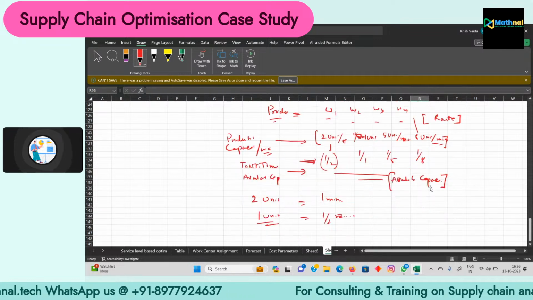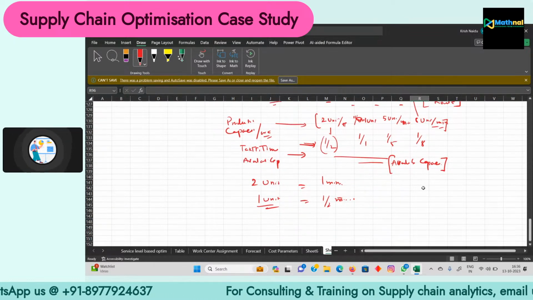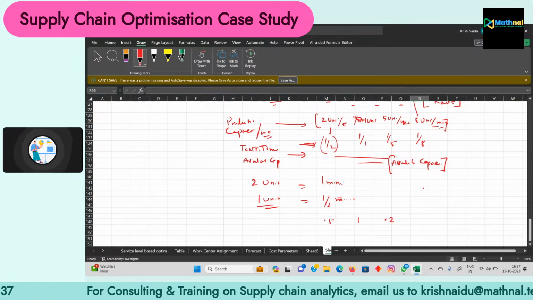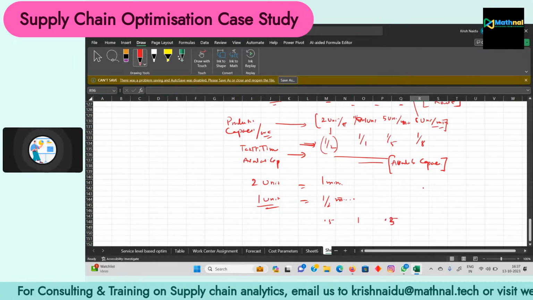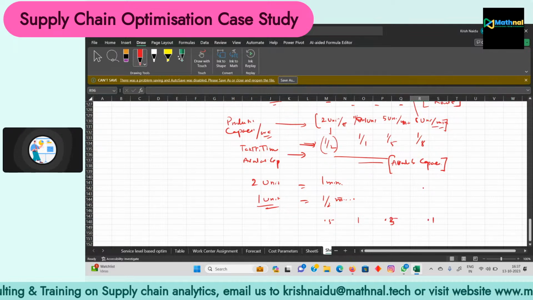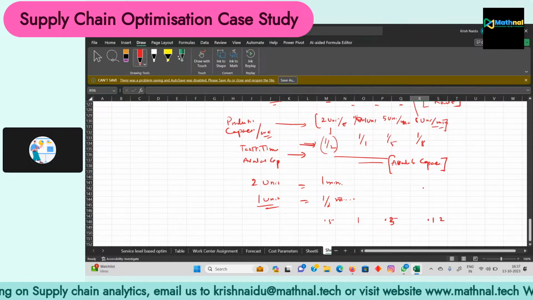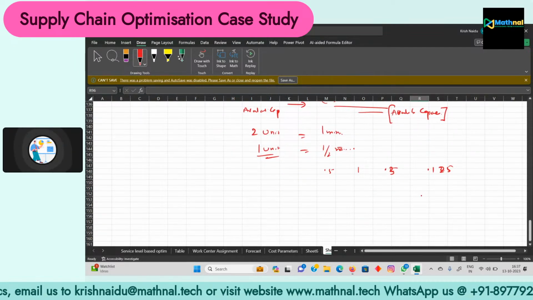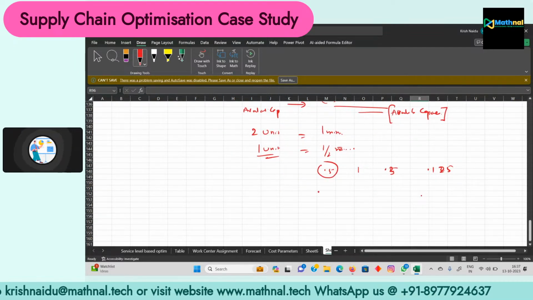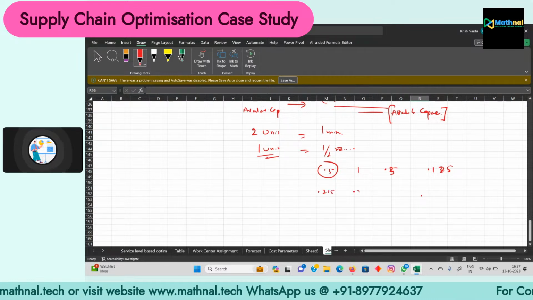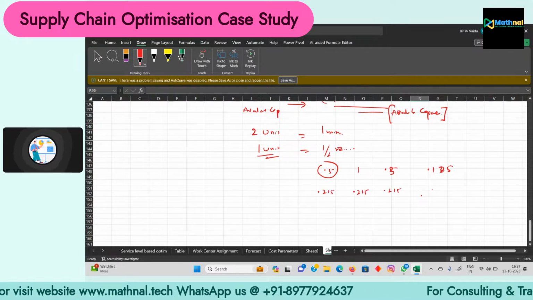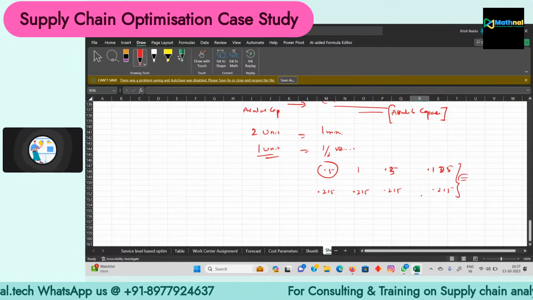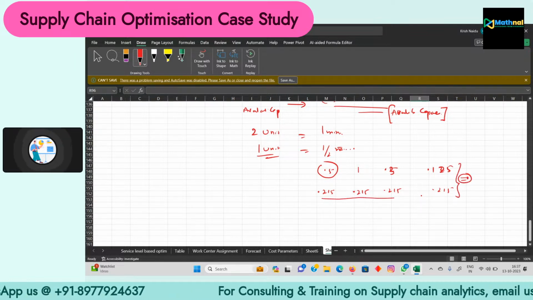If you look at here, 1 by 2 is how much? 0.5. 1 by 1 is 1 minute. 1 by 5 is 0.2. 1 by 8 is around 0.12, right? So if you look at here, some of these are more than the takt time. The takt time was 0.215. Only the last case is matching, but the other three work centers are not matching.